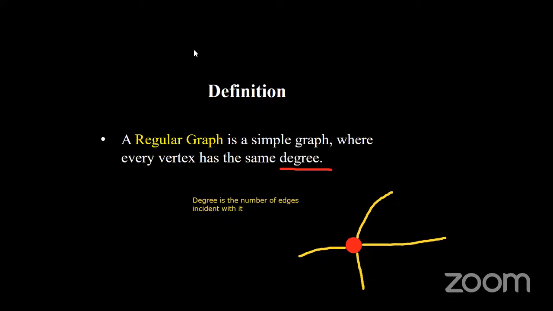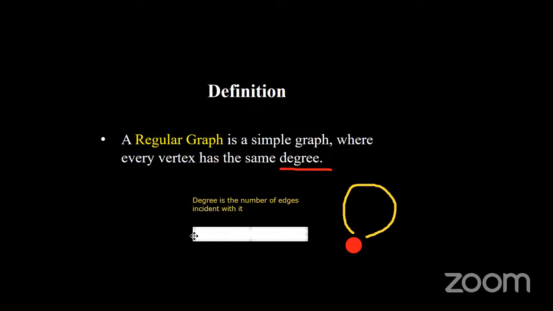Okay, so how about this one? How about this one? So that's the vertex. This is a loop. It's called a loop. How many degrees does this vertex have? Okay, you have to find out, okay? Next week, I'm gonna ask you again.